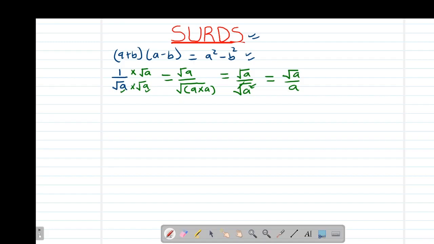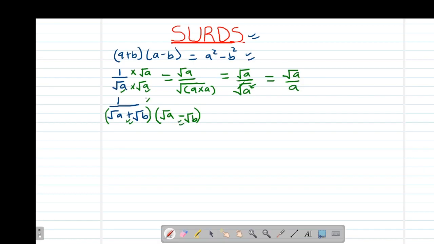Then if you also have another number, for example 1 divided by the root of A plus maybe the root of B, then you are told to rationalize the denominator. In this case, the conjugate will be, if it is addition, the conjugate will be minus. So the conjugate will simply be the root of A minus the root of B. So it's only the sign that is changing. If it is a plus, it becomes a minus, and vice versa.